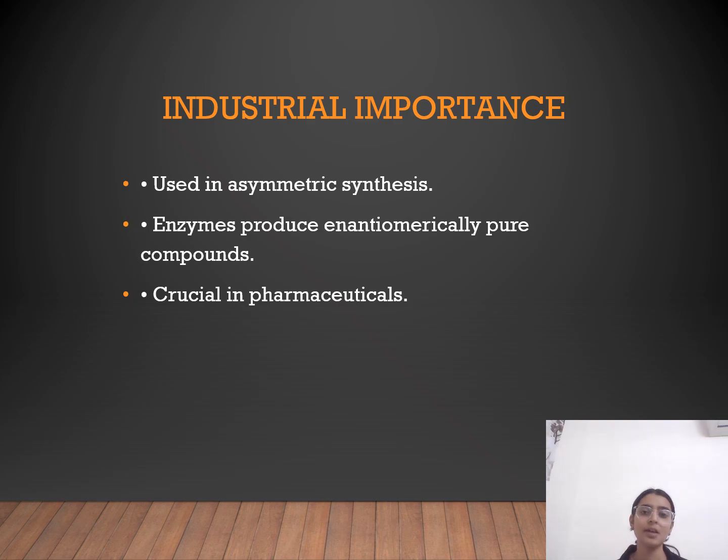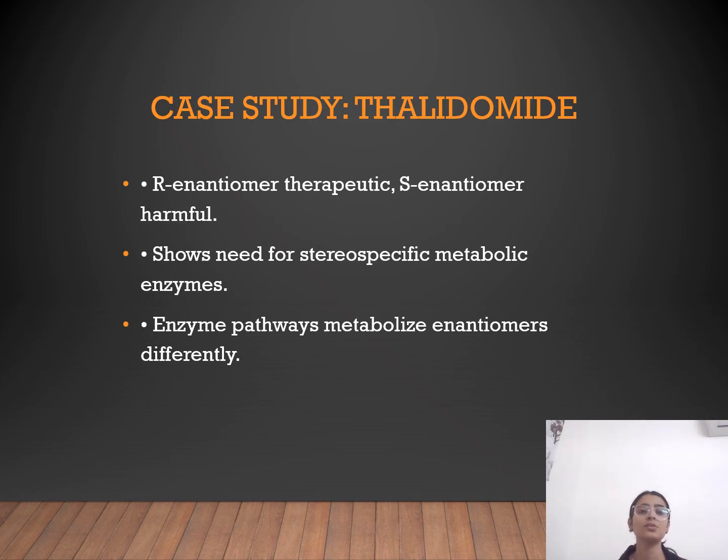What is the industrial importance? They are used in asymmetric synthesis. Enzymes produce enantiomerically pure compounds, and these are very crucial in pharmaceuticals. So let's study one case study, which is thalidomide, in which the R enantiomer is therapeutic and the S enantiomer is harmful. It shows the need for stereospecific metabolic enzymes, and the enzyme pathway metabolizes enantiomers differently.